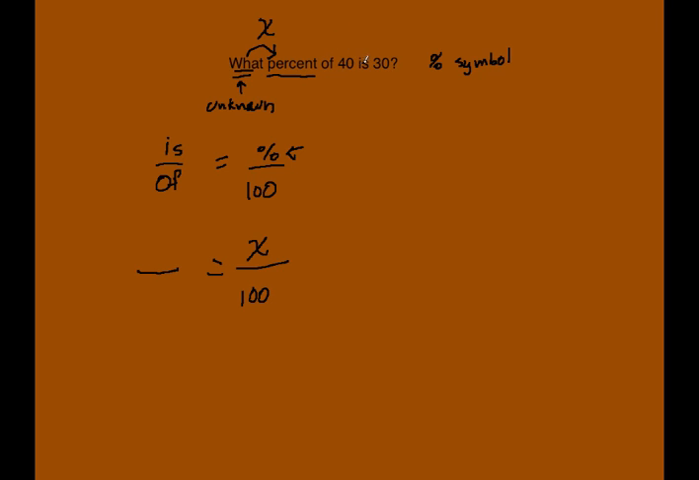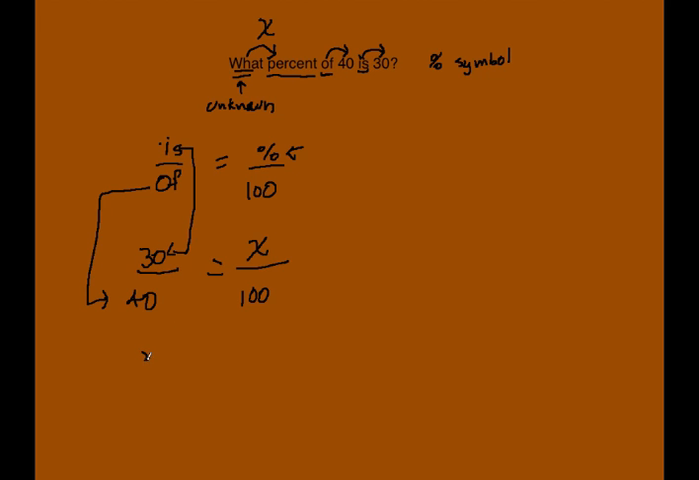Now, is over of. Let's keep reading. Of 40 is 30. Of, what is the closest number to of? 40. So they're telling me what percent of what? Of 40. So the 40 is for the of. Is 30. And the is for 30. Again, what is the closest number to is? Well, you have 40 and 30, but we already used the 40 for the of. Therefore, the closest number to is 30. That's the reason why we replace is by 30 and of by 40.